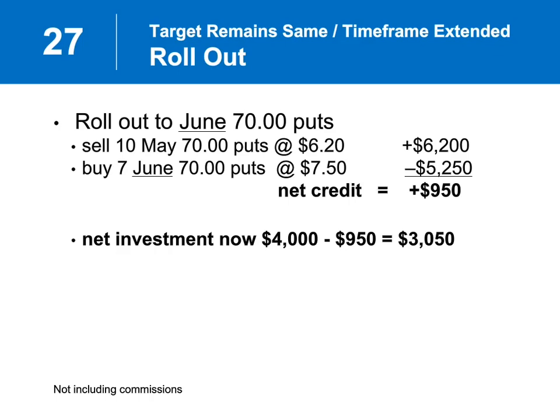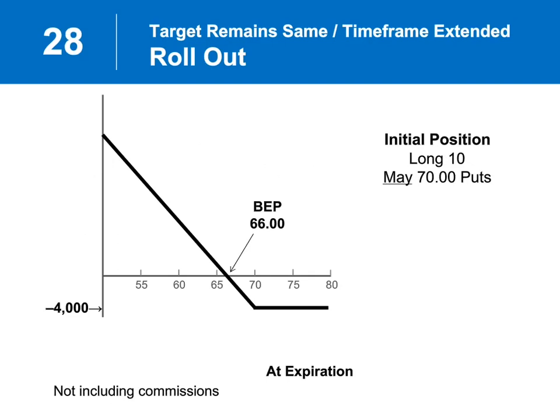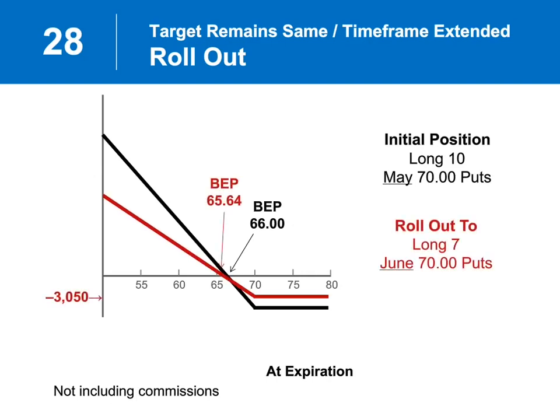So there's our original position and our break-even point at 66. Our new break-even is going to be 65.64. Again, we take that new amount of capital outlay, which is the $3,050. We divide that by 7, and then divided by the multiplier of 100 minus our strike. Now the strike is the same at $70. That's going to get us to our 65.64 break-even point.